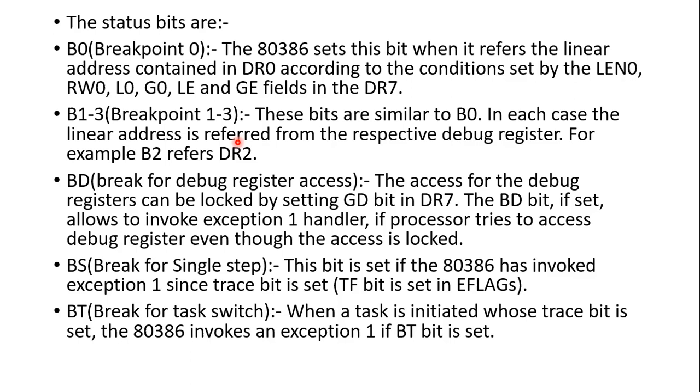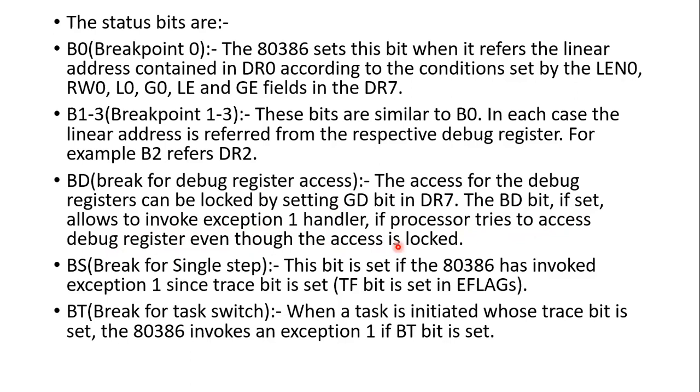But how? By setting the GD bit in the DR7. So, break for debug register access: the access to the debug registers can be locked by setting the GD bit. The GD bit is the global debug access bit in the DR7. The BD bit, if set, allows invoking the exception 1 handler. Exception 1 handler means what? Your debug fault. If the processor tries to access the debug register even though the access is locked.